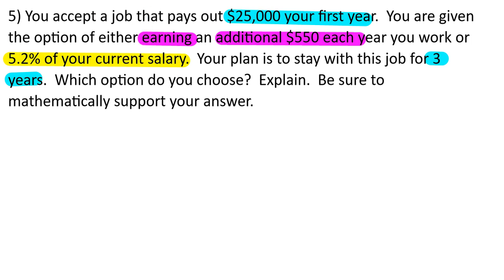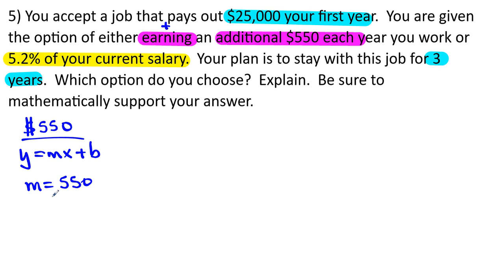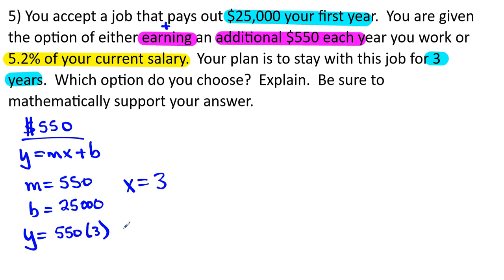So of course, first, let's look at the first one they gave us, which is the option of earning $550 a year. And since it is a value, that means it's linear, which hopefully by now you have gotten a picture of that. What is your slope? Well, what are you increasing by? 550. And we are increasing because it does say earning. And then what's your starting out at? 25,000. And so what is our X value? We're looking at 3 years. So go ahead and plug that in. So it'll be 550 times 3 plus 25,000.